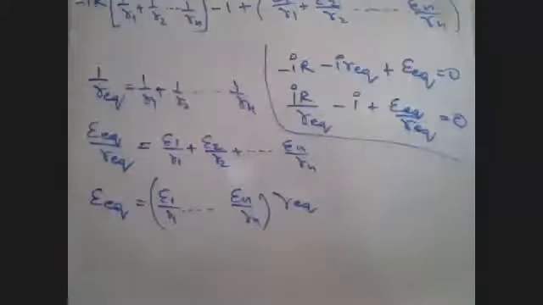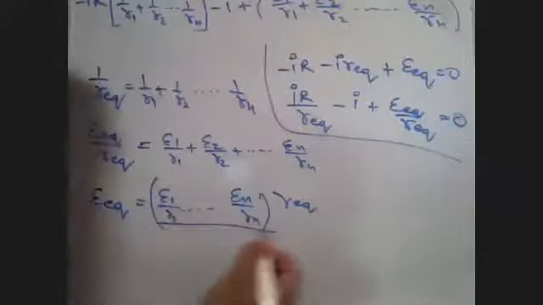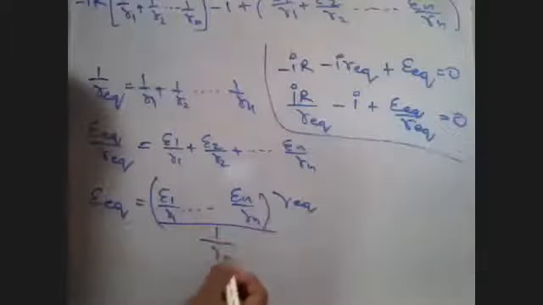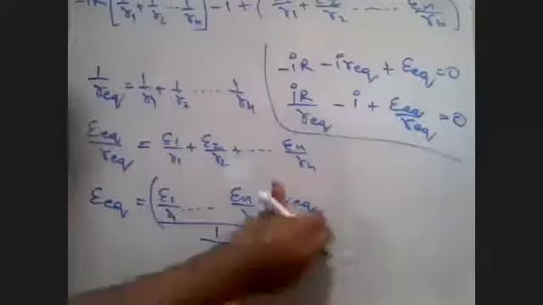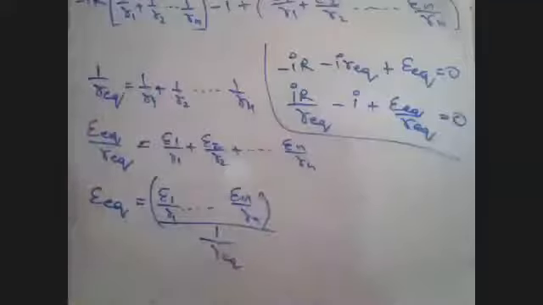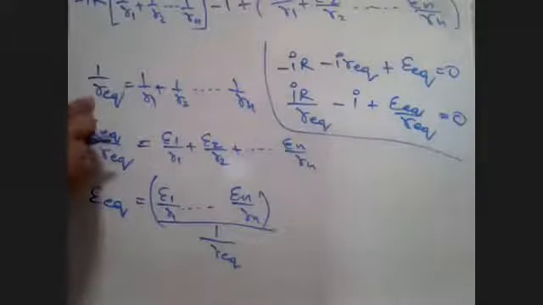Yeah, finally it's come. Can I say this R equivalent can be written in this fashion, 1 upon R equivalent? Can I say that? It's quite the same. If I take the reciprocal, I'll get R equivalent only. But what is 1 upon R equivalent?